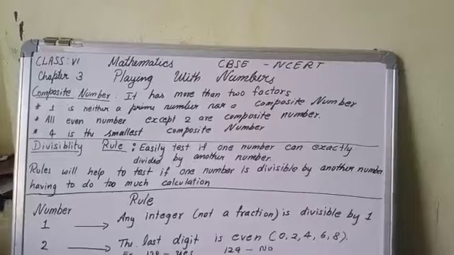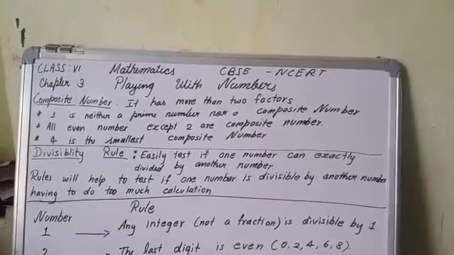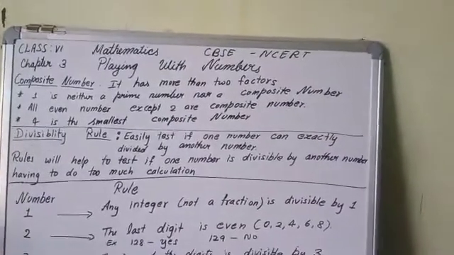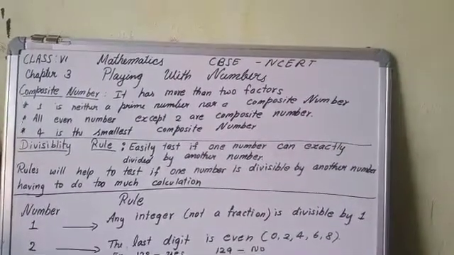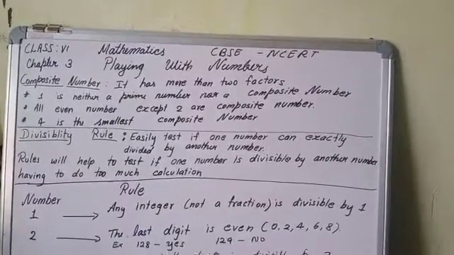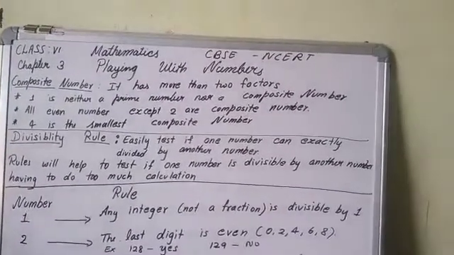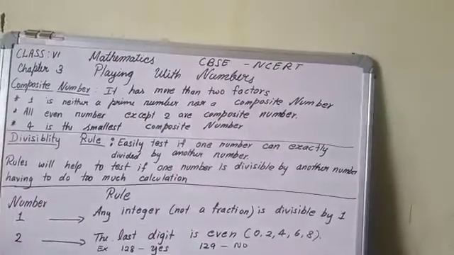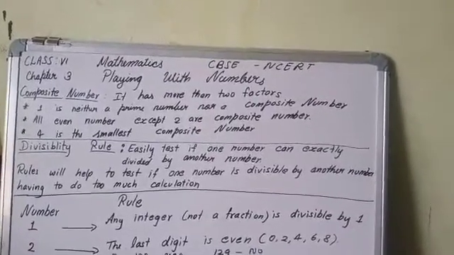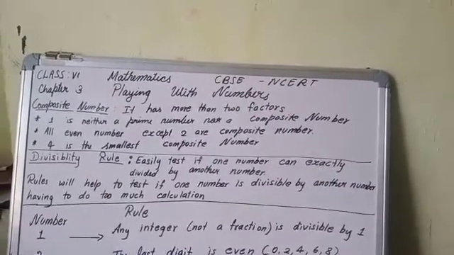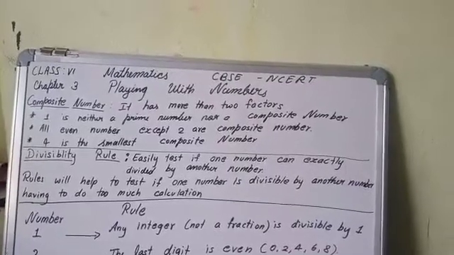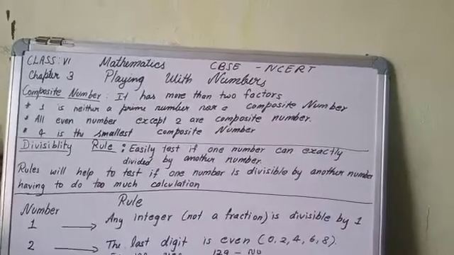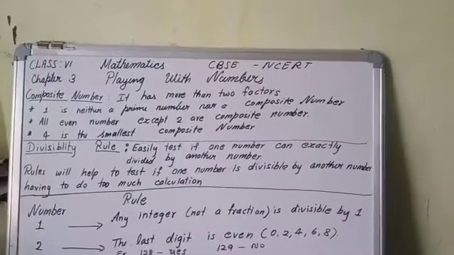Now, if we are going to divide by 2, how can you confirm whether it is exactly divisible? The last digit must be an even number. We know very well that even numbers end with 0, 2, 4, 6, 8. So if a number ends with an even digit, we can find out that it is easily divisible by 2. Okay, now we understood the rule for 2.